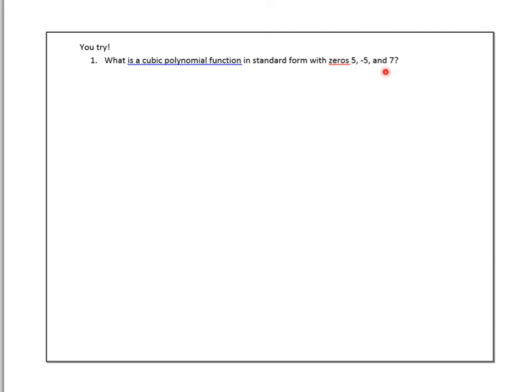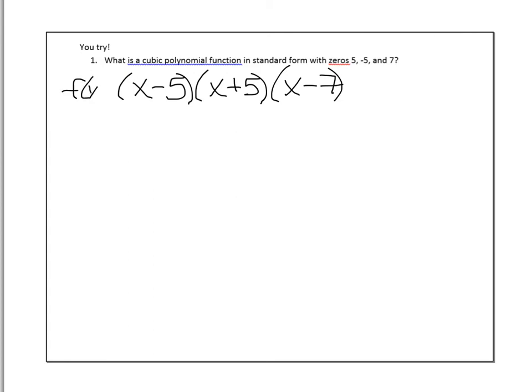This time our 3 zeros are 5, negative 5, and 7. Well, the 5, again, means opposite, so x minus 5. The negative 5, that's going to turn into the opposite, x plus 5. And then the last one is 7, and that's going to become x minus 7, because we have to make it the opposite. And since we're writing a function at the very beginning, we do put our f of x equals.